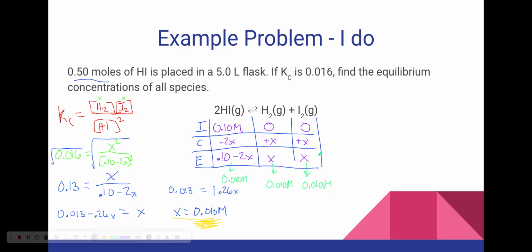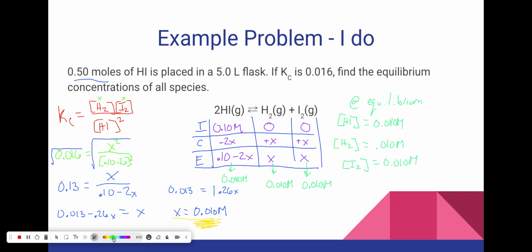Now, these are the answers that you want, but because we have reached the end of the problem, we want to show whoever's grading it, me, your future chemistry professor, the AP examiners, and state what's what. So HI's concentration, at equilibrium, is 0.08 molar. H2's equilibrium concentration is 0.010 molar, and I2's concentration is 0.01 molar. Don't forget to include your units.